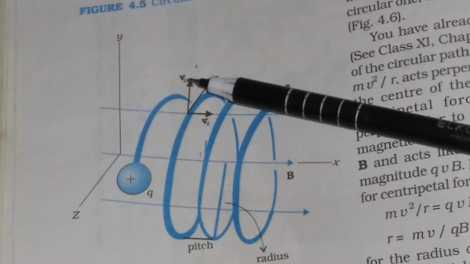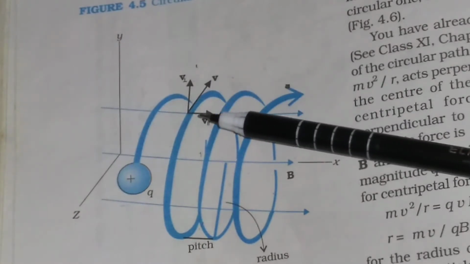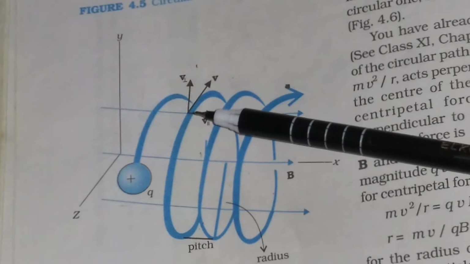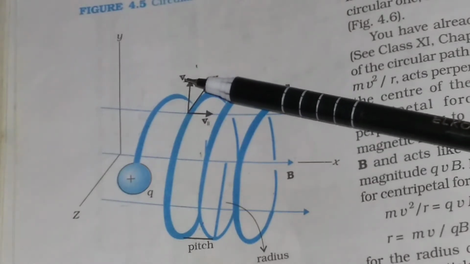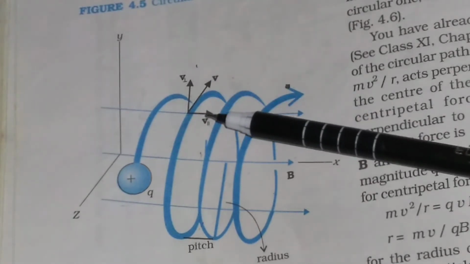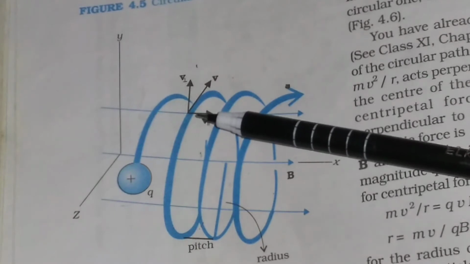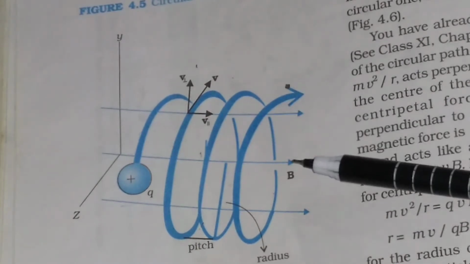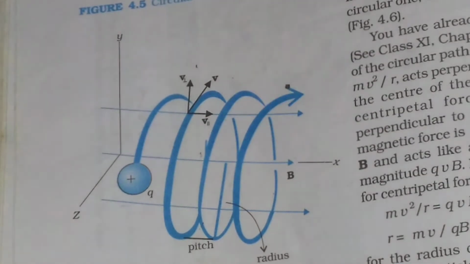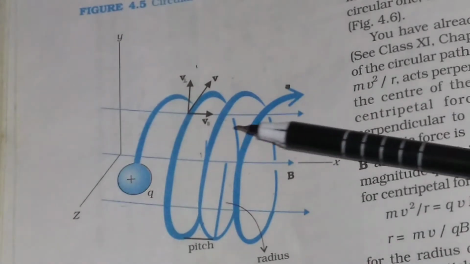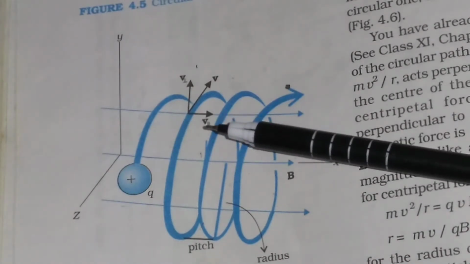One along the y direction, and another along the x direction. That is, here it is given v perpendicular and it is given v parallel. That means the velocity is along the direction of the magnetic field. So if velocity has two components, then what will happen?